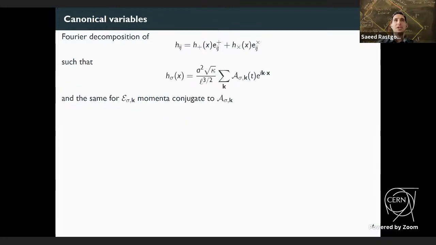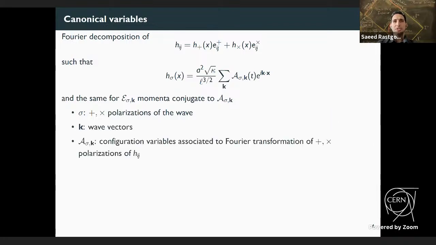In this gauge, we can decompose the perturbation that you saw before into plus and cross polarizations. Each of these components, h plus and h cross, we write in Fourier form. As you see here, these curly A's are the Fourier components of h, the perturbation. Each A comes with a polarization and a mode, so sigma is the polarization, plus or cross, and k is the mode. L is the length of the box we are choosing to quantize, or you can think of it as the bound on the momentum of the whole system. The conjugates to these curly A's are the curly E's, which also carry the sigma and k indices. As I mentioned, the A's are configuration variables, the q's of our canonical formulation, and the E's are the momenta conjugate to the curly A's. Now, having all this, we can go forward and compute the algebra.